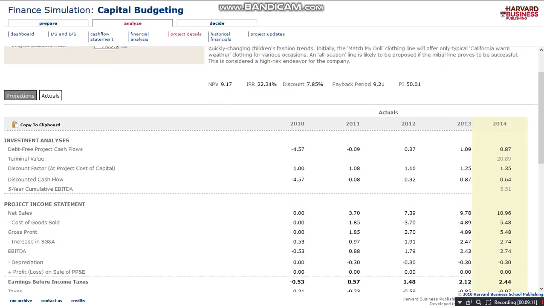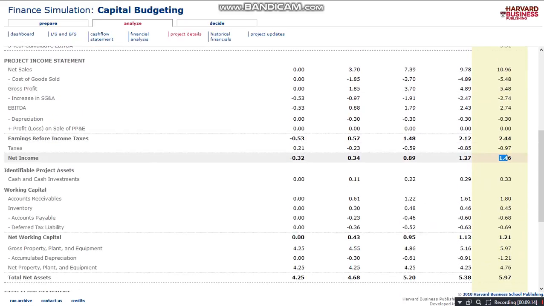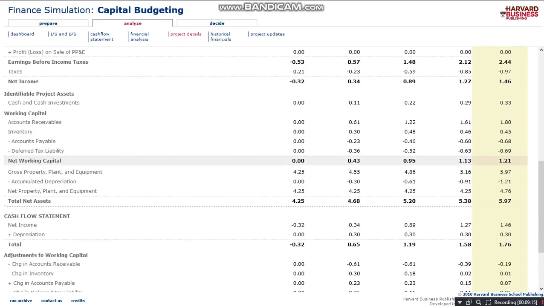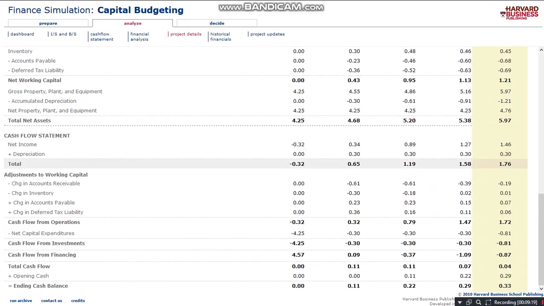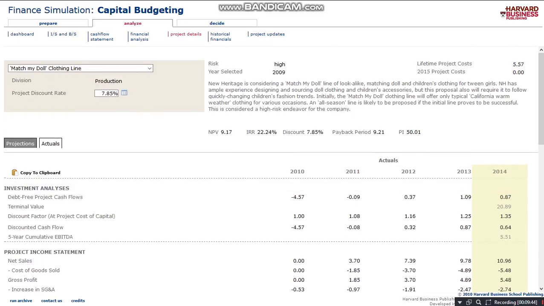So for this project, the Match My Doll clothing line, it shows a very high risk, but in 2014 it shows a net income of 1.46, and the net cash flow of this one shows a total of 1.76 compared to a loss of cash in the first year when we just invested. And my numbers also go up each year by a decent amount. So this one is a very good project to invest in. That's why I chose this one.